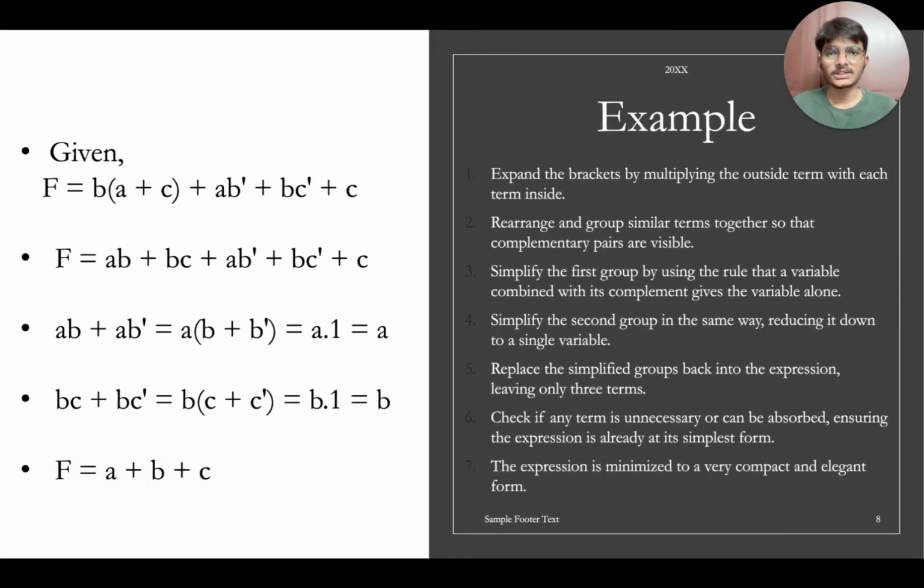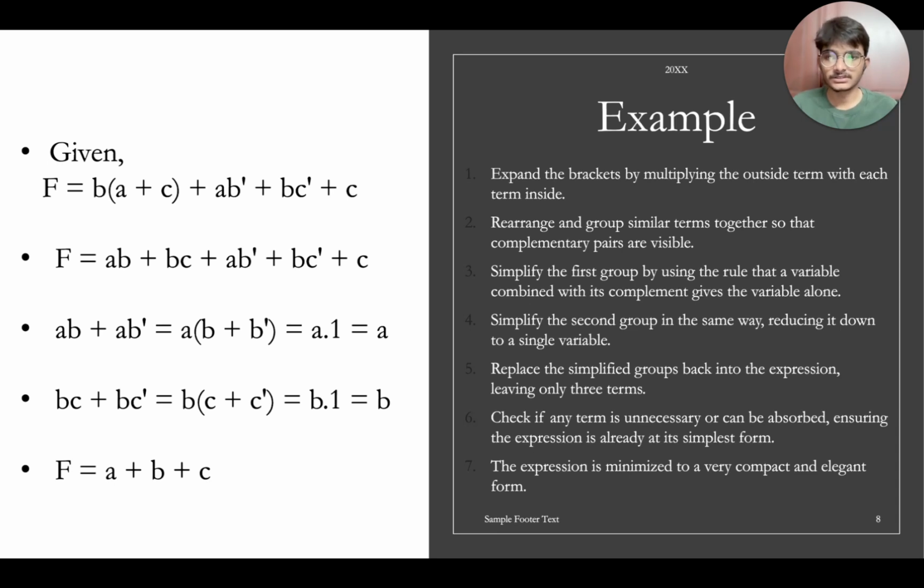Let us consider a function f = b(a + c) + ab' + bc' + c. In order to solve this, we need to expand the brackets by multiplying the outside term with the terms inside. We get f = ab + bc + ab' + bc' + c. Let us rearrange and group similar terms so that we get ab + ab', in which a is common: a(b + b'). We know that b + b' equals 1, so a into 1 becomes a. We simplified the first group.